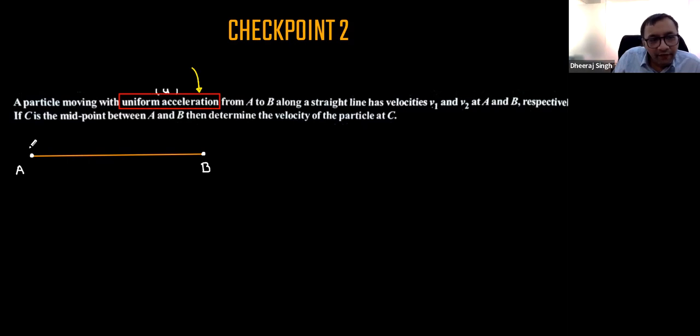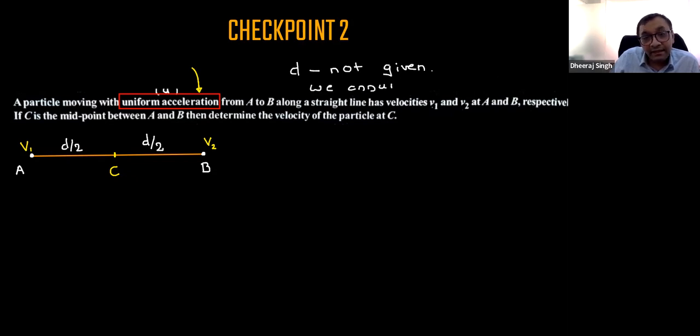So at point A, velocity is V1. At point B, velocity is V2. C is a midpoint. You have to find velocity at point C. This distance is D by 2. Total distance is D. So half and half. All right. Now, D is not given. All of you remember, D is not given. But it doesn't matter. In order to solve a numerical, we assume it, whatever it is, D. And then at the end, we need to remove D from the answer.